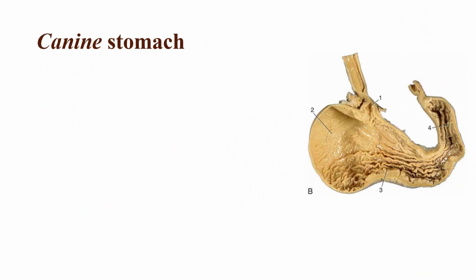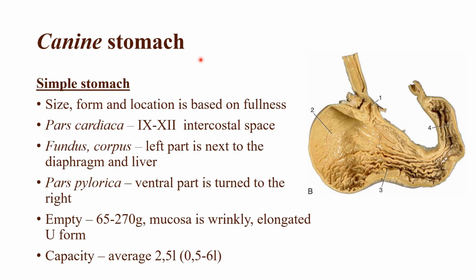Let's talk about the canine stomach now. First, it's good to remember that the size, the form, and the location of the stomach is based on its fullness and varies because of it. The cardiac part is usually between the 9th and the 12th intercostal spaces, and again, it will expand if the stomach is full of food or liquids. Now, the fundus or the corpus of the stomach, the left part of it, is next to the liver and the diaphragm. The pyloric part and the ventral part of it is turned to the right.